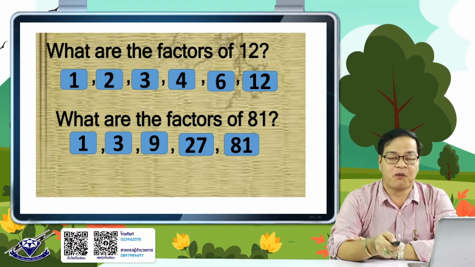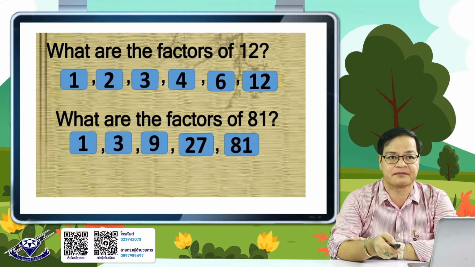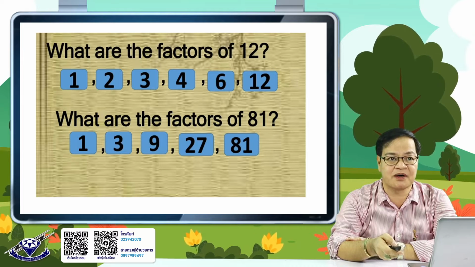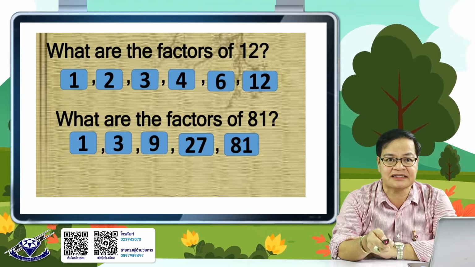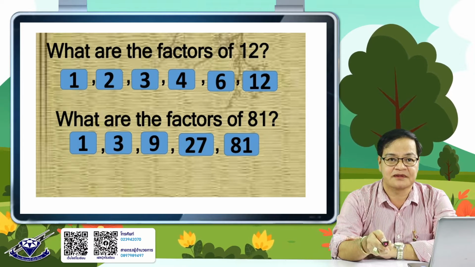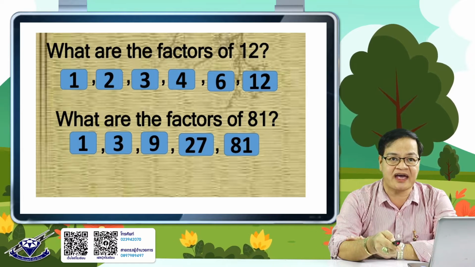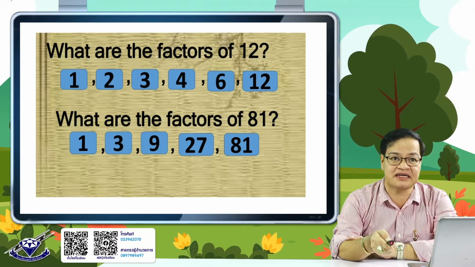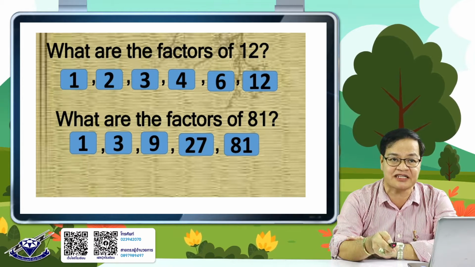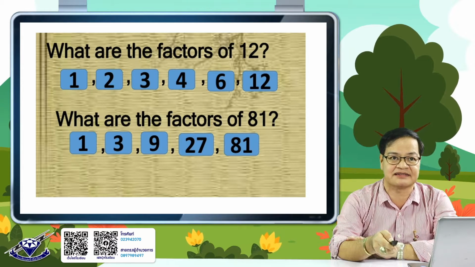Next, what are the factors of 81? We have this one, 1 times 81. Look at the video screen, open your eyes. Then we have 3 and 27. Another is 9 times 9, that is 81. So the factor of 81 is 9. Okay.